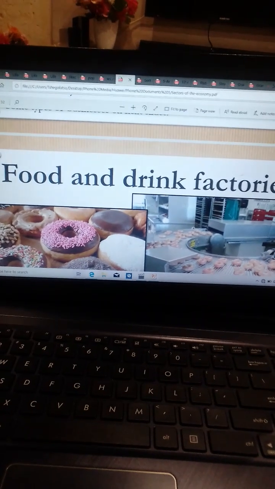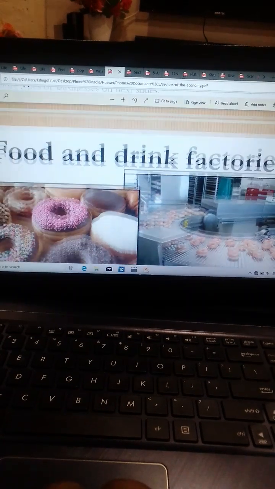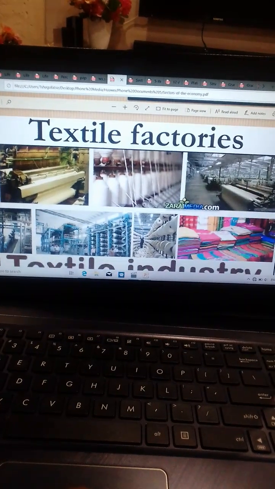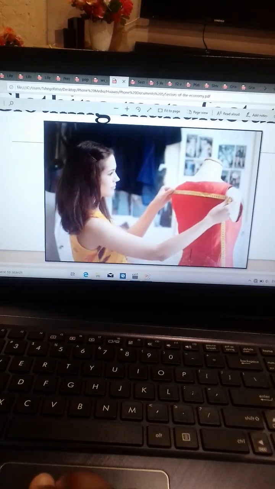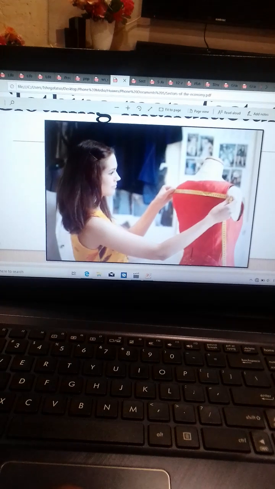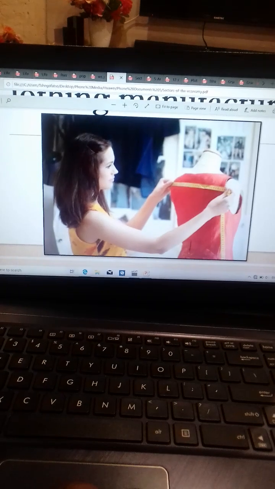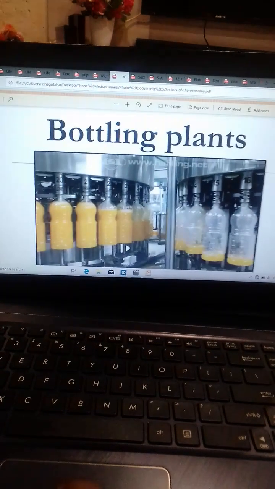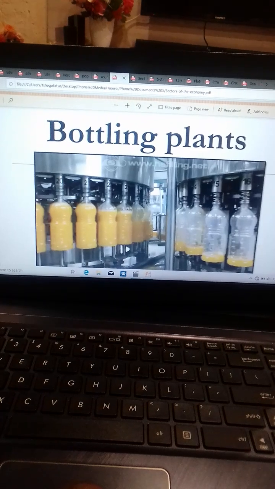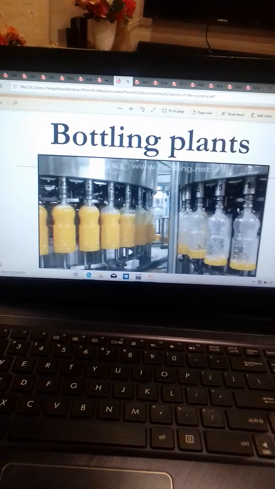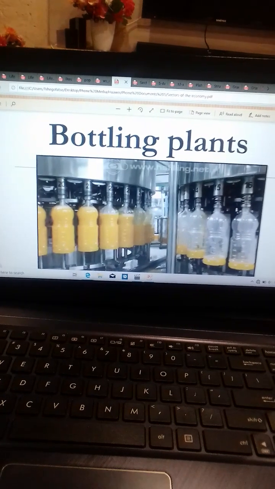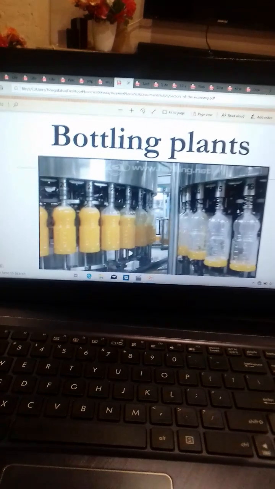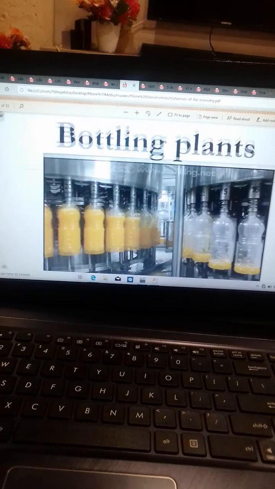Examples of secondary sector businesses are food and drink factories, textile factories, where clothes are made, as you can see, and clothing manufacturers. Remember, clothes are made of different materials. You have cotton, wool, nylon, and polyester. Bottling plants, so here, for example, orange juice or mango juice, right? Remember, oranges and mangoes are not things that you can manufacture artificially. They come from nature. So they are processed here, they are squeezed, and then they are made into liquid form.